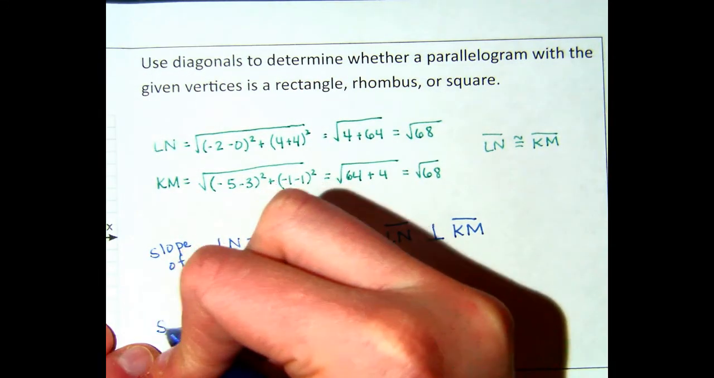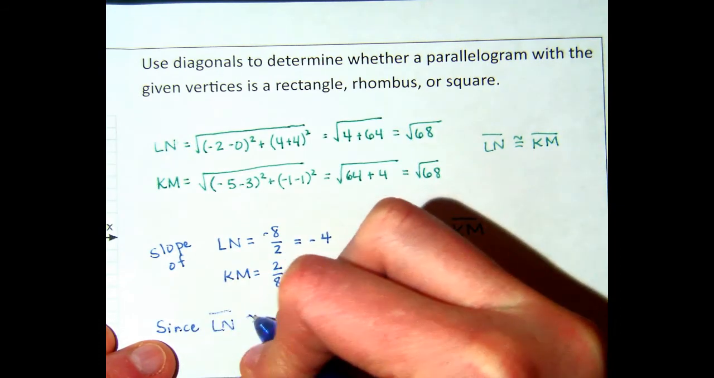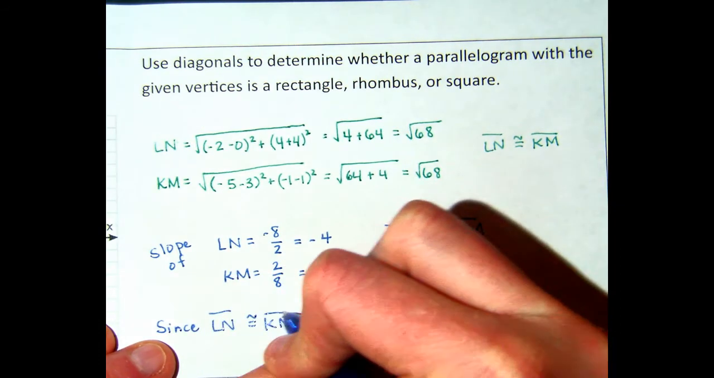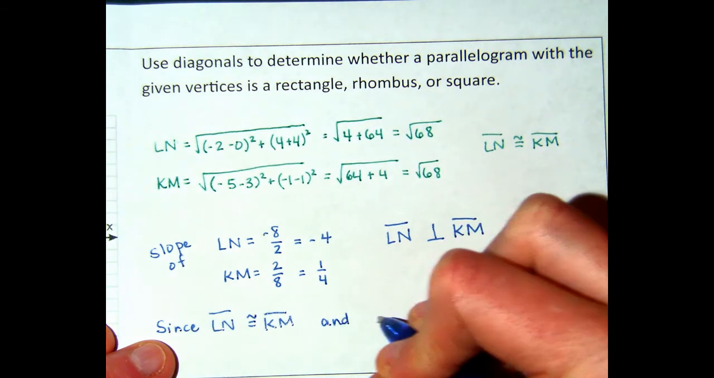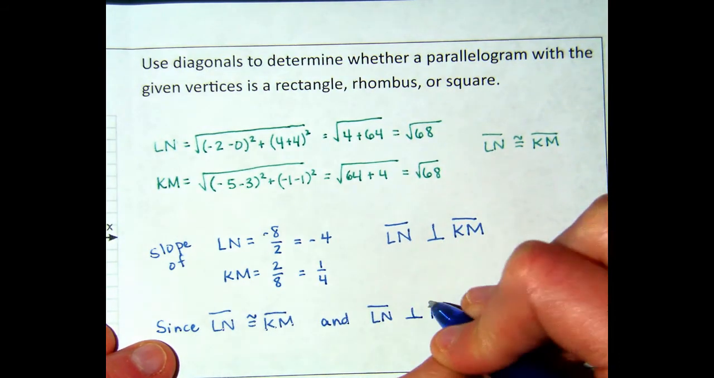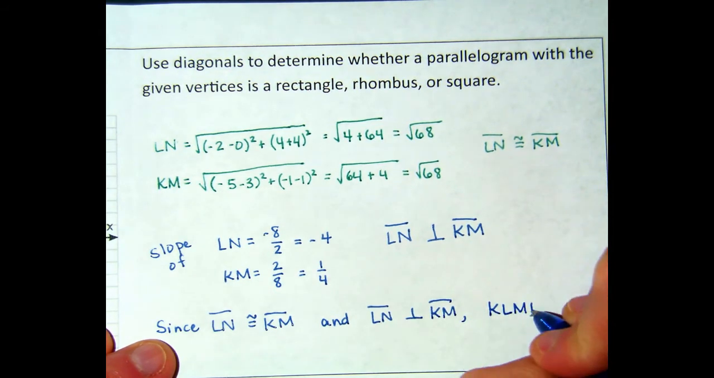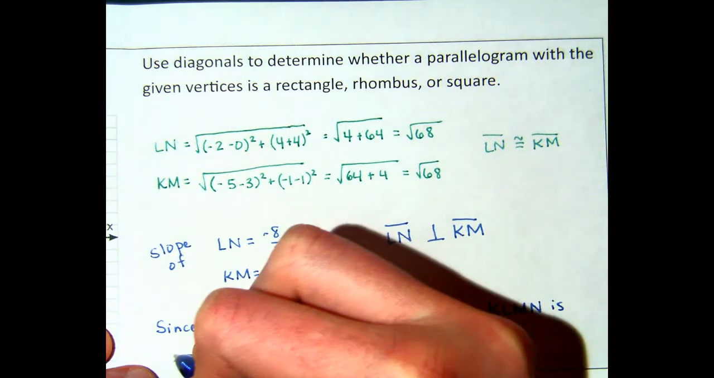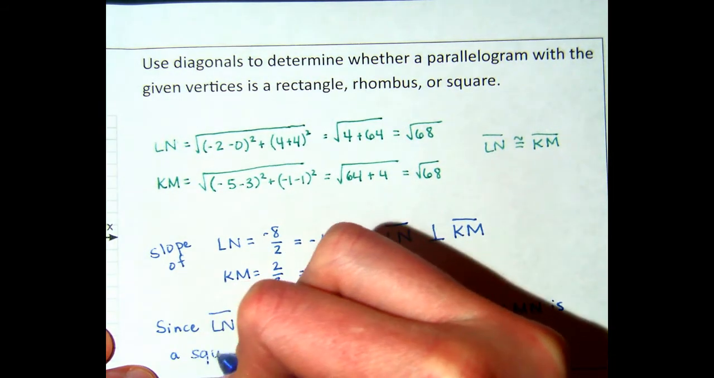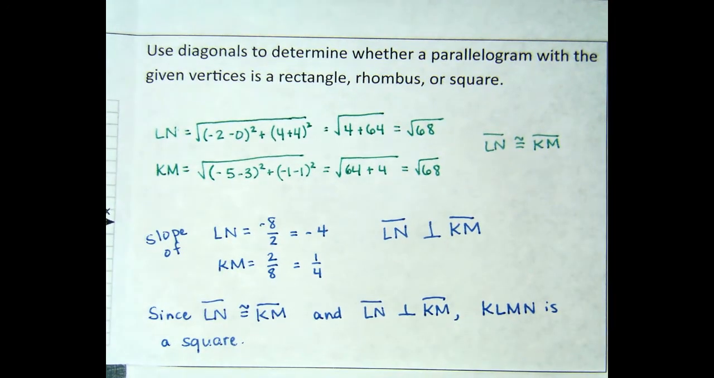So since LN is congruent to KM and LN is perpendicular to KM, we know that KLMN is a square. So that helps us out. We've got both properties of the diagonals are true.